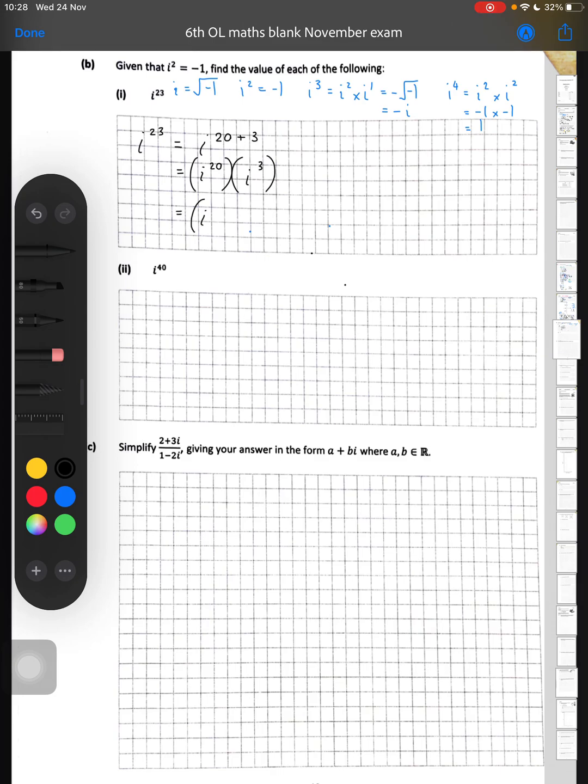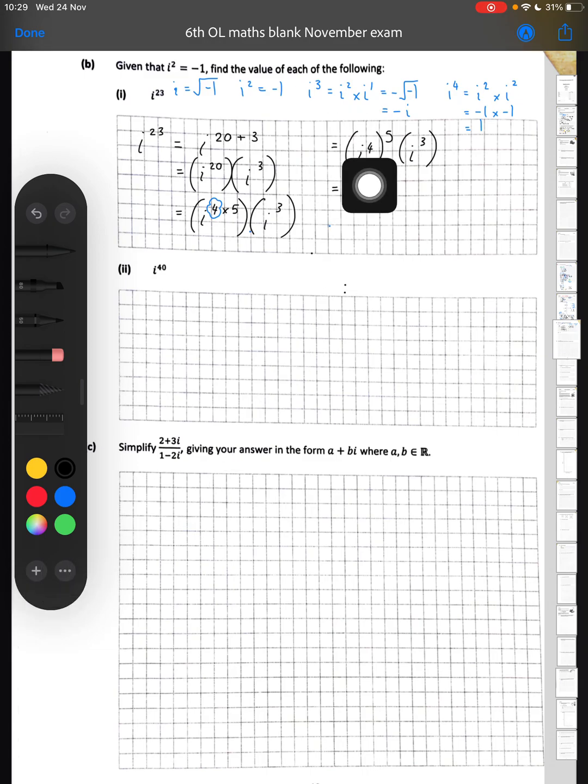Okay, so i to the power of 20. Why do I want things in the form of i to the power of 20? Well, because I can write that as 4 times 5. So 4 is the ideal thing that we're looking to write the i's in terms of here to simplify it down. Okay, and then we have i to the power of 3 still. So I'm going to write this as, and again we use our log tables here, i to the power of 4 to the power of 5. Okay, and then i to the power of 3.